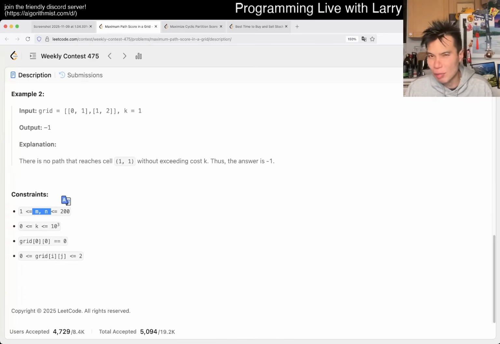I call it R and C for row and column because it's just more intuitive. I always confuse which is M and R and otherwise. But yeah, so you have a 200 by 200 cell.